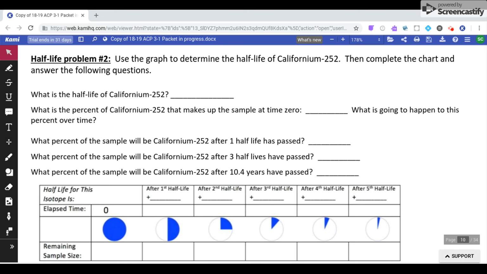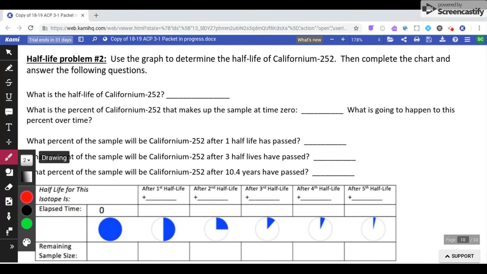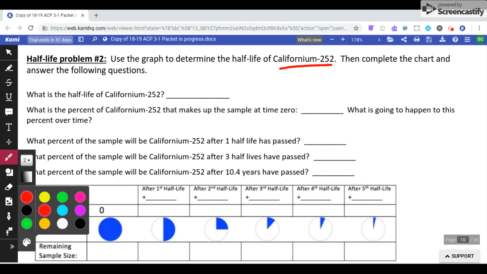All right, so let's look at half-life problem two in your notes. Again, we're going to use a graph to determine the half-life of californium-252. So this is a different isotope. The previous isotope that we dealt with in the first problem was iodine-131. That had a half-life of 8 days. This is a different isotope, so it's going to have a different half-life. Remember, half-life is very specific to the isotope.